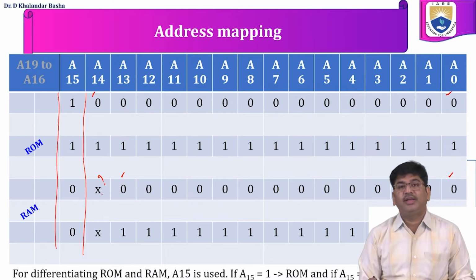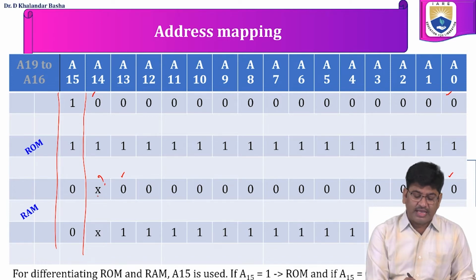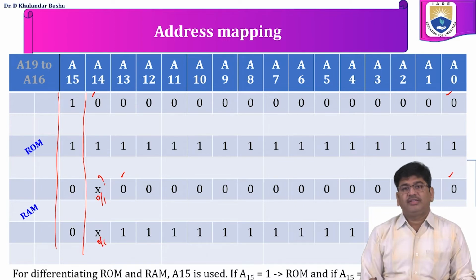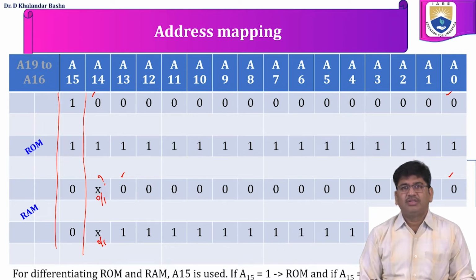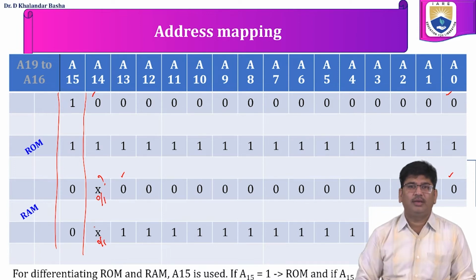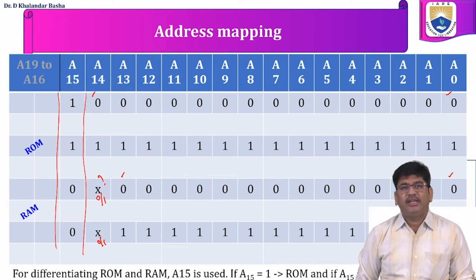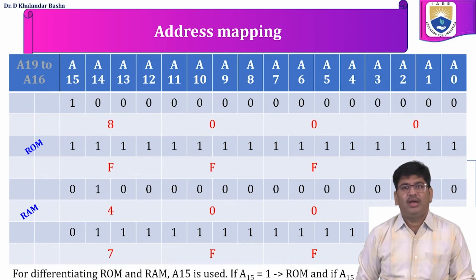How about A14 corresponding to RAM? The A14 value for RAM is a don't care. Either we can assign it as 0 or as 1, because A14 will not signify any memory location or differentiate the ROM block and RAM block. So A14 for RAM we can assign either 0 or 1. For getting consecutive memory locations, it is always advised to take this as 1. So in this example, I am taking A14 as 1 for the RAM block.